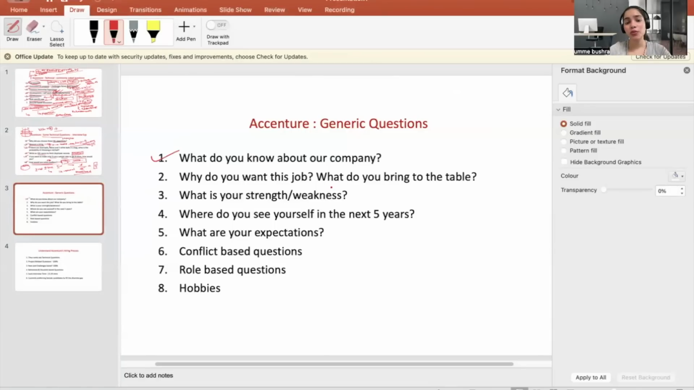Why do you want this job? What do you bring to the table? The interviewer is always going to ask you why you want this job and what you bring to the table. If you have relevant skills for whatever role you are being hired for, say an analyst or an engineer, you can talk about them. I am very well versed with HTML, CSS, JavaScript, and I have worked on these projects. I really have a very good skill set. So I think I will be a good fit for your company.